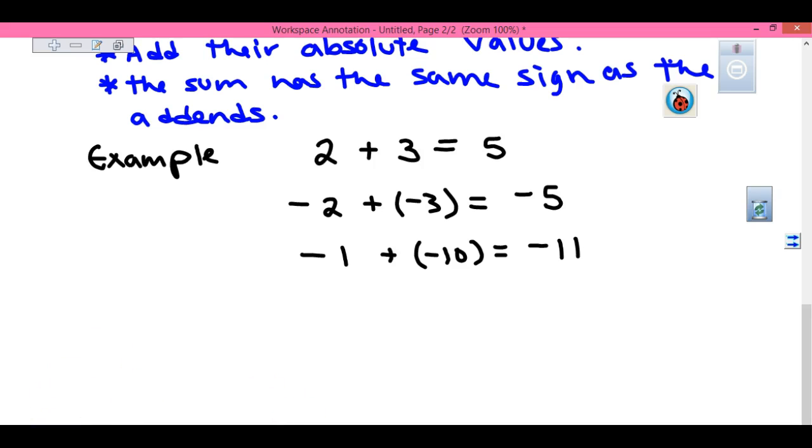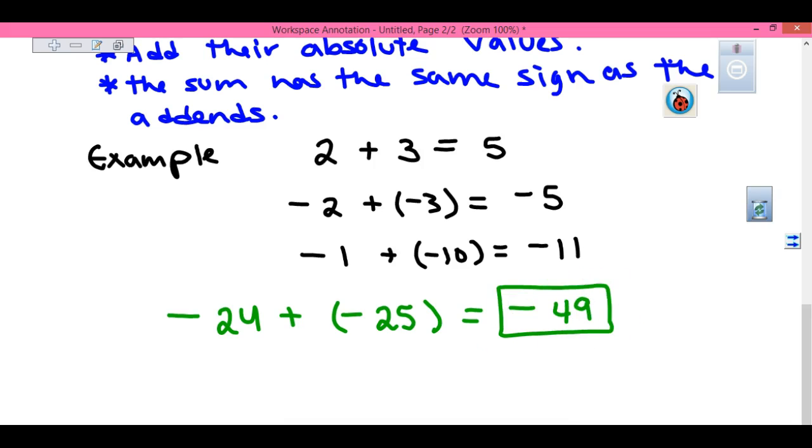So let's say we're adding negative 24 plus negative 25. Is my answer going to be positive or negative? Negative. So I already know that. What do I do next? 49. Negative 49. So let's say we have negative 100 plus negative 300. What would my answer be? Positive or negative? Negative 400.